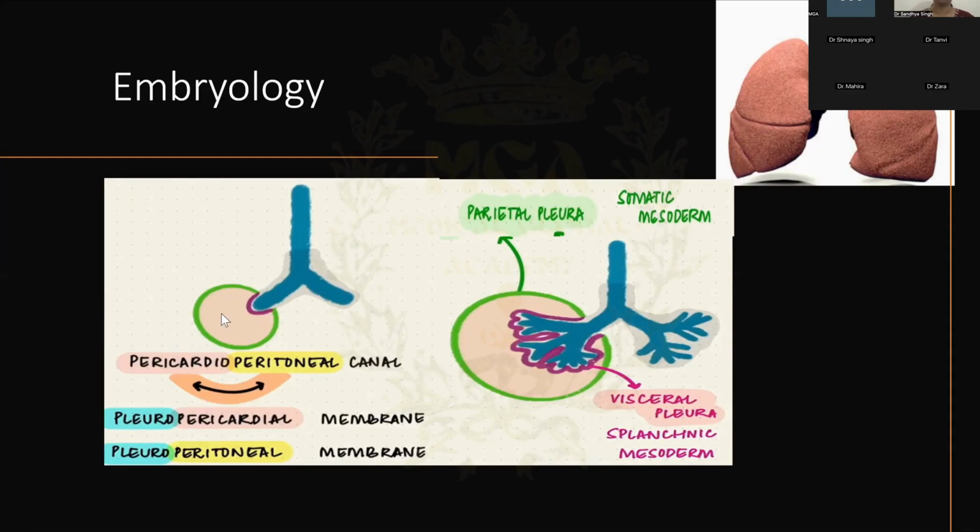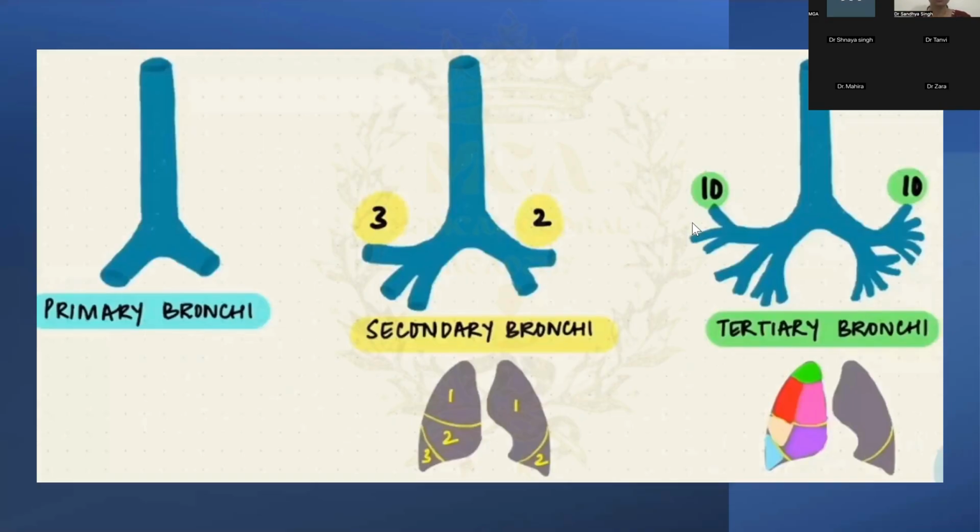Now this will divide into secondary and tertiary bronchi. The part of the pleura which remains attached to the lung is the visceral pleura, and the part surrounding the pleural cavity is the parietal pleura. The visceral pleura arises from the splanchnic mesoderm, and the parietal pleura arises from the somatic mesoderm. When the primary bronchi divide into secondary bronchi, on the left side there are 2 secondary bronchi, and on the right there are 3. What does it signify? It signifies the number of lobes.